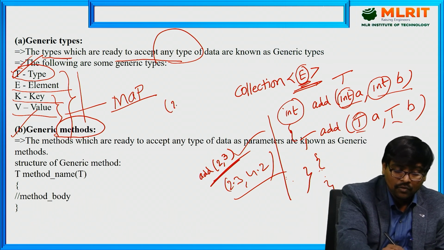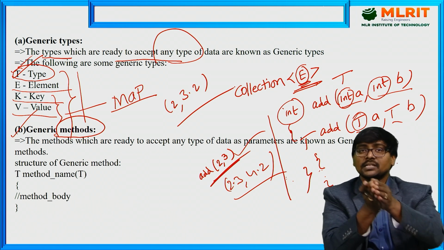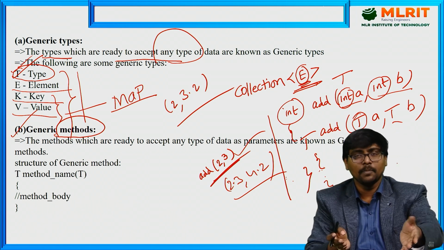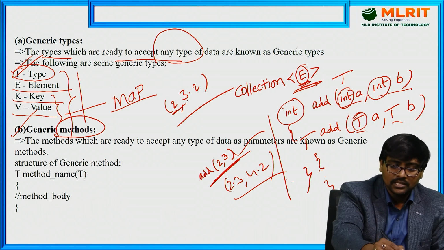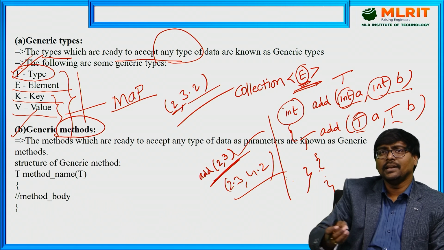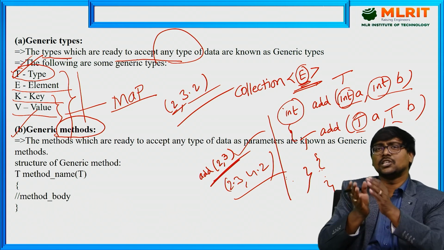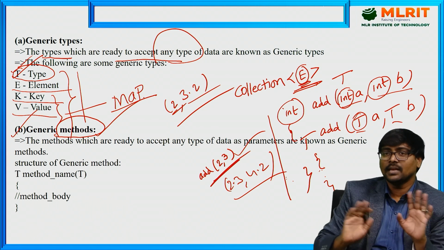Suppose add(2, 3.2). The first parameter is integer, the second parameter is float. Anyway, 3.2 is by default double, that's another thing. The first one is integer, the second one is real. Now, instead of writing the same method by changing the data types, the generic method solves the issue. Clear?